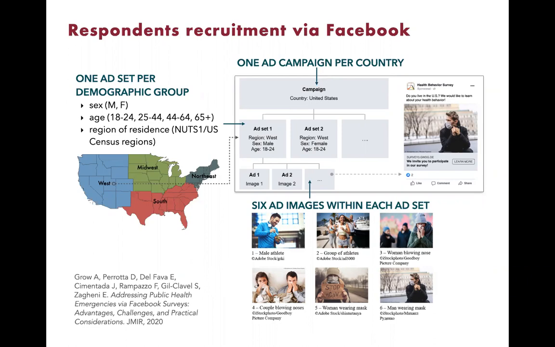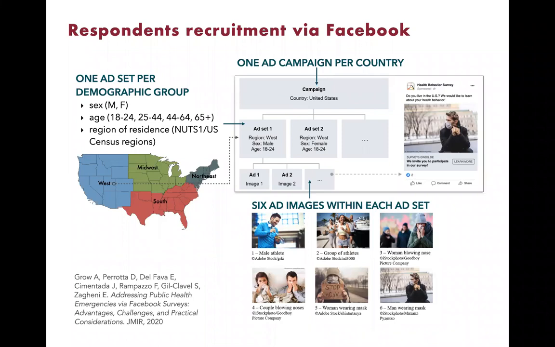And we structured our ad campaign, as you can see here, with one ad campaign per each country in the study. So we had 8 different ad campaigns in total. For each campaign, we defined one ad set per each demographic group, which means one ad set per each combination of the demographic variables. So we had 2 options for sex, male and female, 4 options for age group, and a variable number of options for the region of residence, depending on the country. So we had from 20 to 60 ad sets per country.